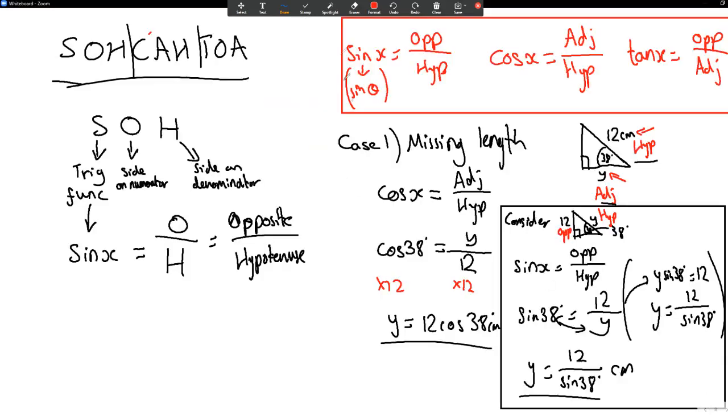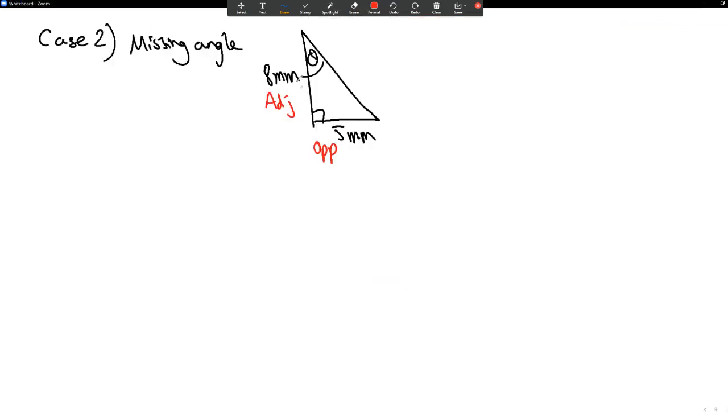If we go to our formulae, we can see that tan x is the only formula with the opposite and the adjacent. So what we do is we write that equation. So we have tan theta in this case. Sorry, it's TOA, so it's opposite over adjacent. And now let's substitute our values. So our x becomes theta, and then we get 5 over 8.